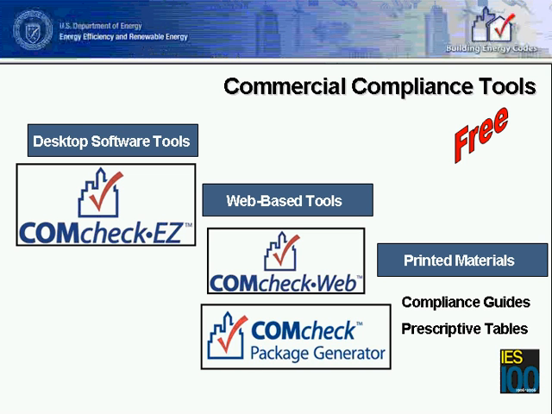There are some compliance software tools available on the website that are downloadable and they're free for your use. There is a desktop software tool for commercial compliance called COMcheck. There's a complementary web-based tool, COMcheck-Web, which allows you to do the same compliance, only doing it on the web instead of having to download a desktop version. There's also a COMcheck Package Generator, which will allow you to produce your own simplified prescriptive paths if you don't want to do the trade-off method in COMcheck-Web or COMcheck-EZ. There are also some printed materials for certain versions of the code, compliance guidance, and prescriptive tables that you might want to use as well.